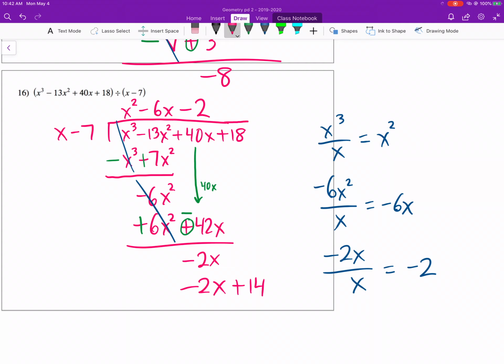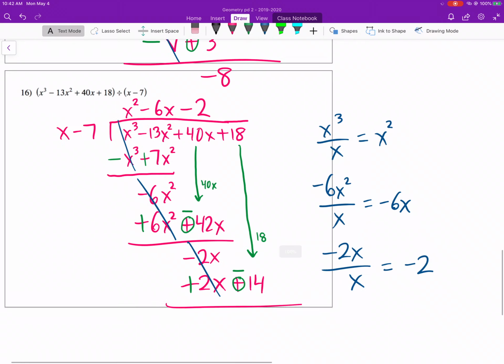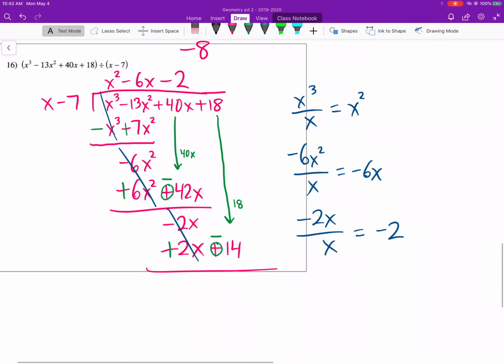Subtract. This is now positive 2x, change this to negative 14. First terms cancel. Bring down the 18 now. Now guys, this is essentially where we can say, all right, we're about to be finished. Why? Because we can't bring down anything left. We bring down the last term, the 18 in that expression, and then you're going to be done after that. So if you're confused about when we are supposed to stop, once you can't bring anything down anymore, you're done.